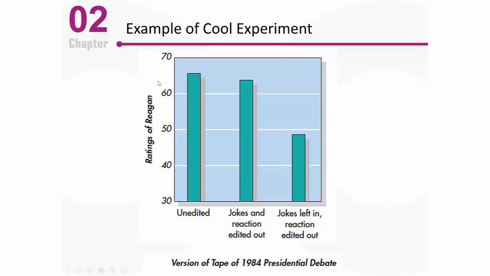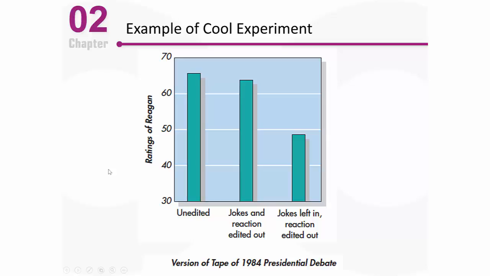And now you're starting to think like, well, maybe Ronald Reagan isn't as slick as he thinks he is. And you can see here they don't rate him very highly at all compared to the other groups. That is a great example of a true experiment. People were randomly assigned to one of these 3 groups. They manipulated in this experiment just this primary factor of if the jokes and the reaction were included.